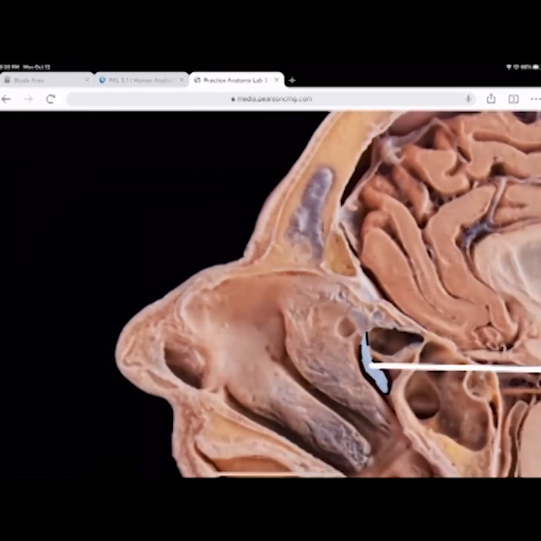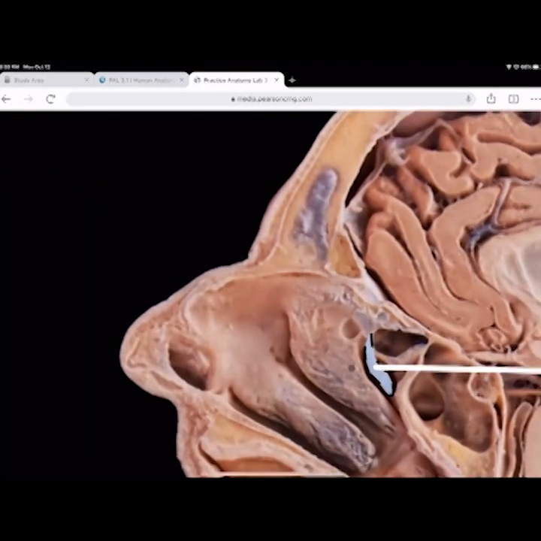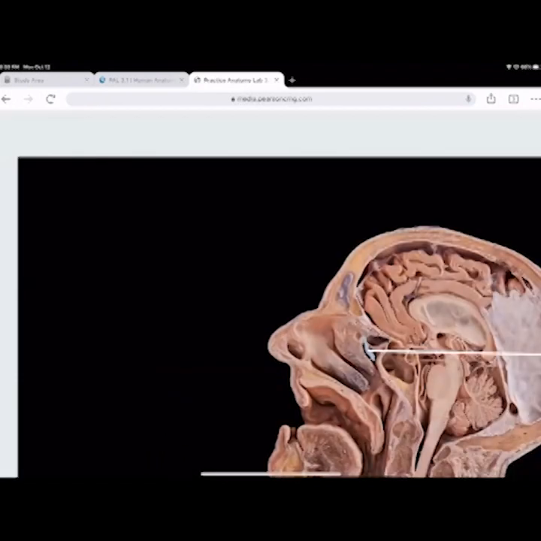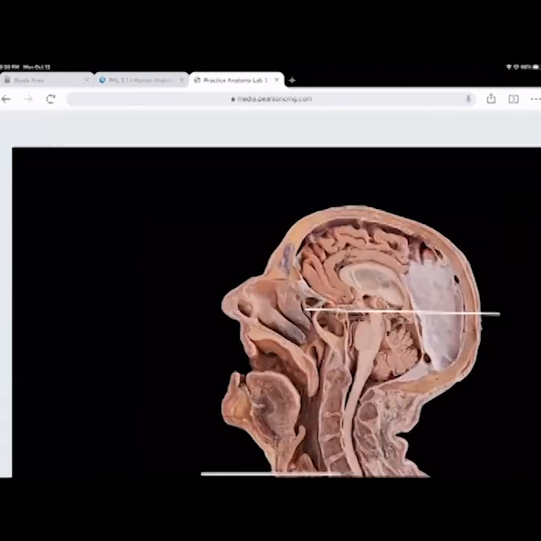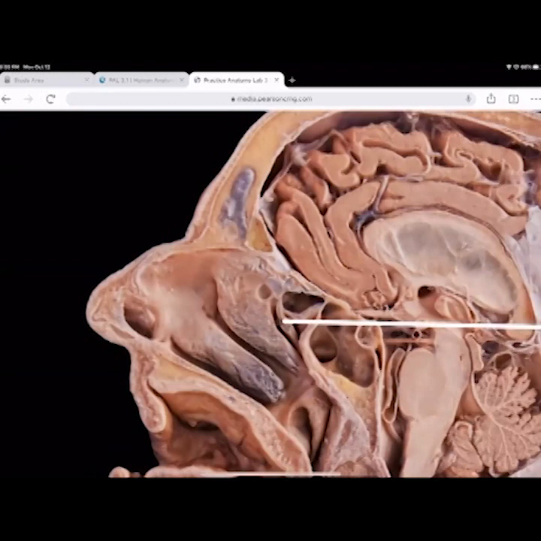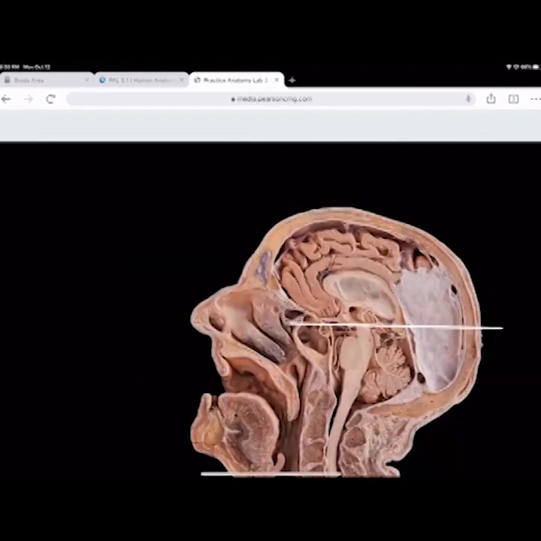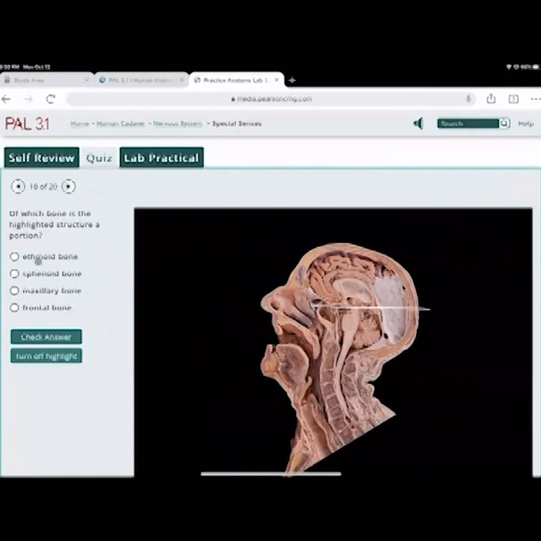Again, same thing. The inferior nasal concha, middle nasal concha, and that's the superior nasal concha. You can see the three bones there, right? Inferior, middle, and superior. So that's what it's pointing at. Which bone is this structure? So what bone is the superior nasal concha attached to? Ethmoid bone, sphenoid bone, maxillary bone, or the frontal bone? I think it's part of the sphenoid bone, if I remember correctly. No, ethmoid. Part of the ethmoid bone.